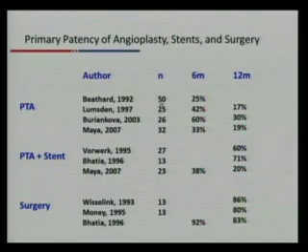So now, primary patency of angioplasty, stents and surgery. Most of the PTA papers suggest that at 12 months only about 30% max, 20 to 30%. Whereas with stent, some of the papers suggest better outcomes, and with surgery the outcomes are the best, but the numbers are very few, and as I told you, the morbidity is very high.